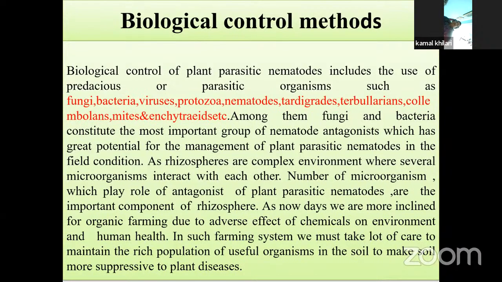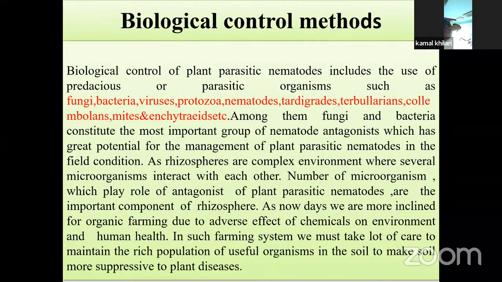For the management of nematode, there is one fungus, that is Paecilomyces lilacinus. This is exclusively useful for the management of different nematodes. And there is one bacterium, that is Pasteuria penetrans. This Pasteuria penetrans is also very effective for the management of root knot nematode.